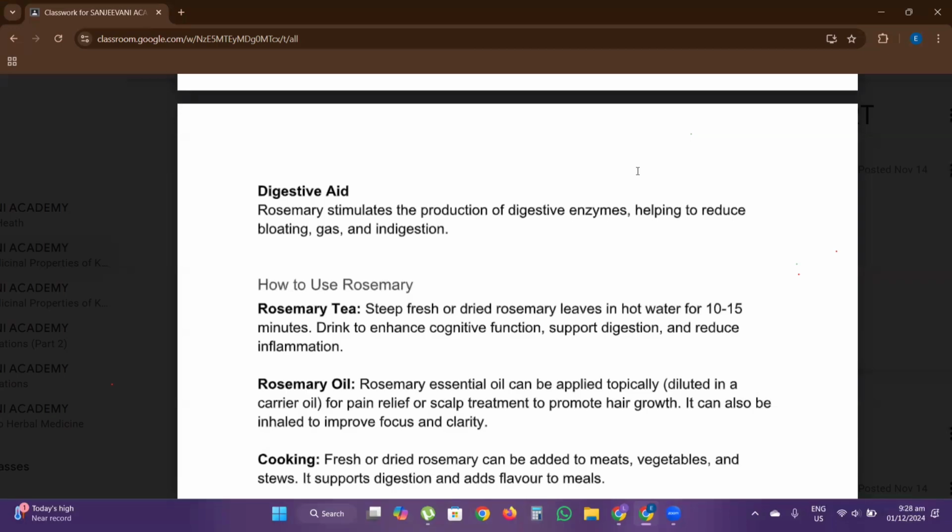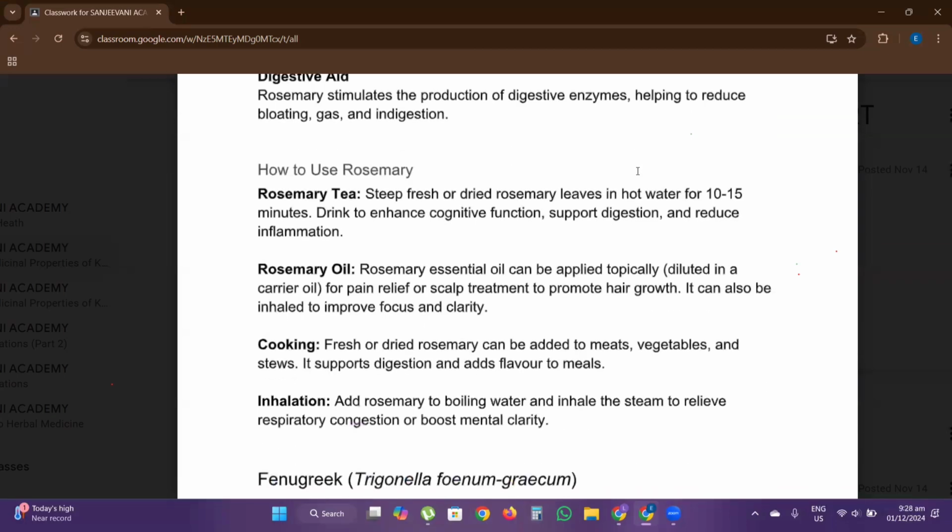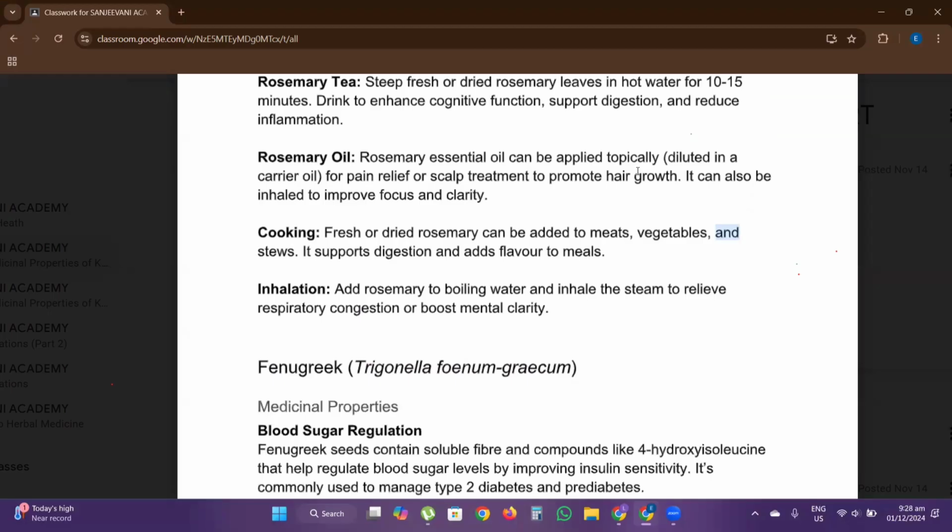So you can make your rosemary tea however you like. You can actually add other herbs with it. And well, we talked about the oil and cooking, and you can do the steam inhalation for your respiratory support.